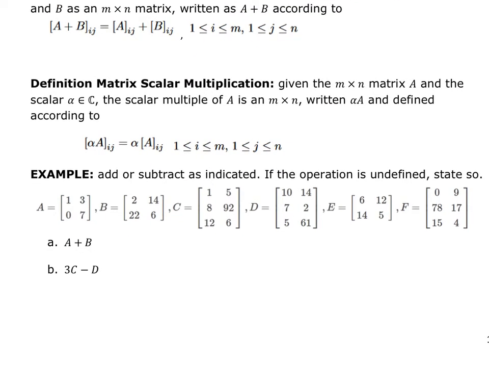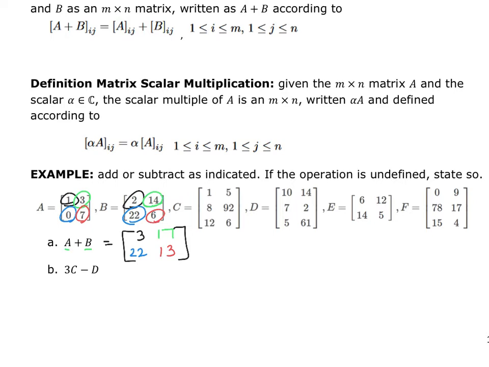So here are my matrices, and I'm asked to do the matrix addition. So I'm asked to do A plus B. I have to make sure they're the same size. To do the matrix addition, it is simply adding this 1, 1 position to this 1, 1 position. That's going to give me 3. This 1, 2 position with this 1, 2 position gives me 17. This 2, 1 position to this 2, 1 position gives me 22. And lastly, for this particular example, I'm going to add the 2, 2 positions together, and so I get 13. So that is my matrix addition.